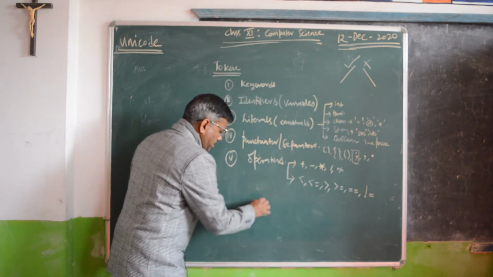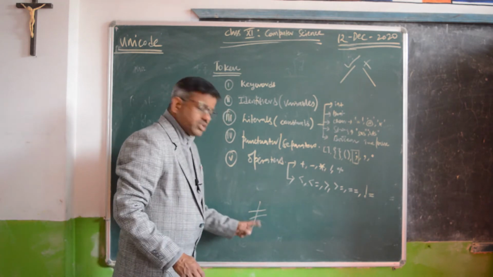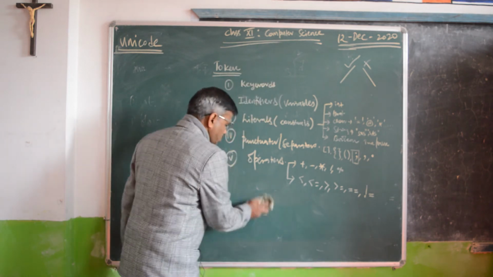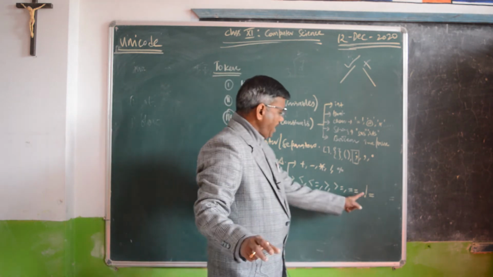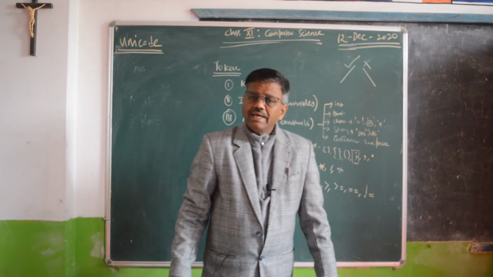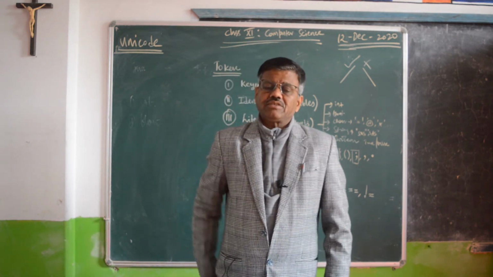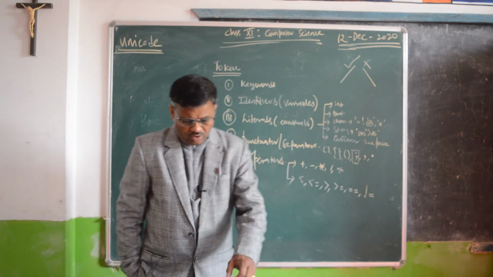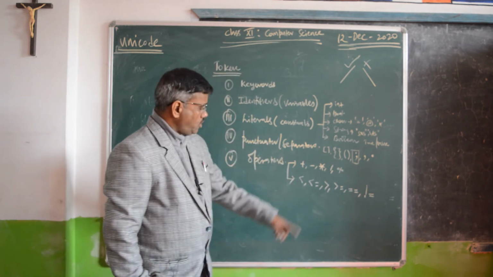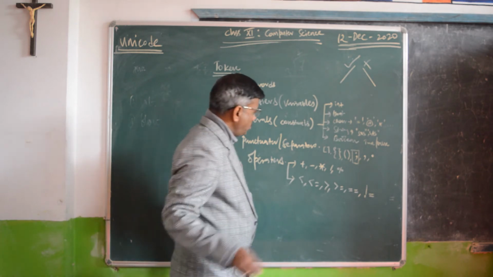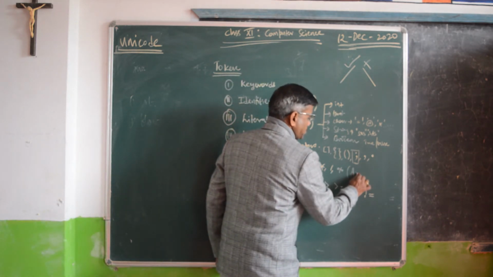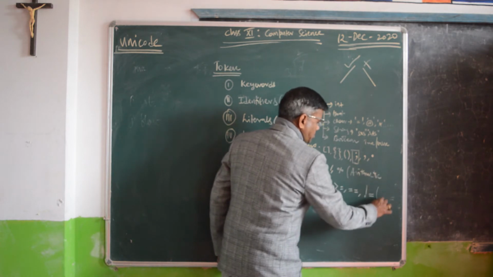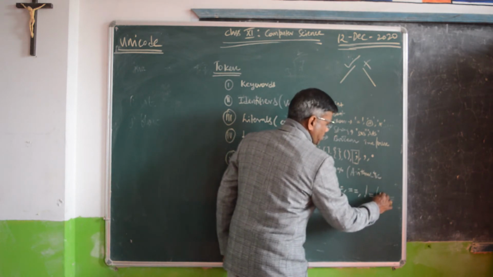In mathematics, this is called not equal to. Here in computer we can't overwrite. So not equal to is written as an exclamation mark followed by an equal symbol. An exclamation mark followed by an equal symbol is called what? These are called relational operators. This is called arithmetic operators. And this is called relational operators.